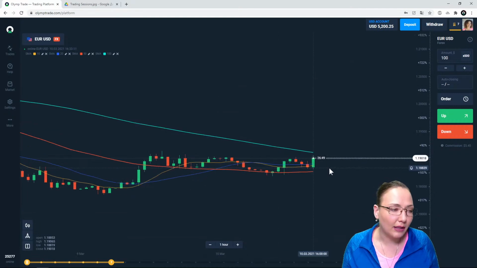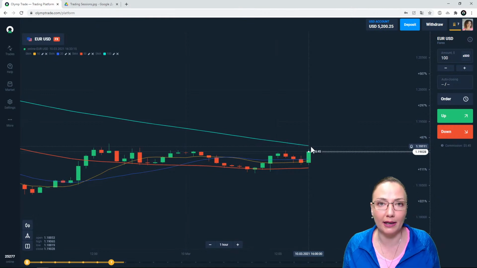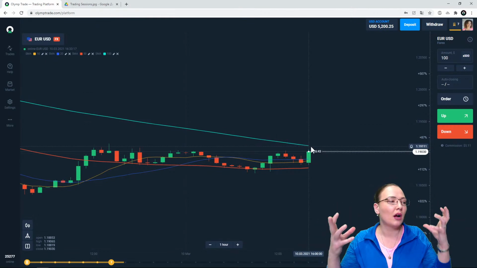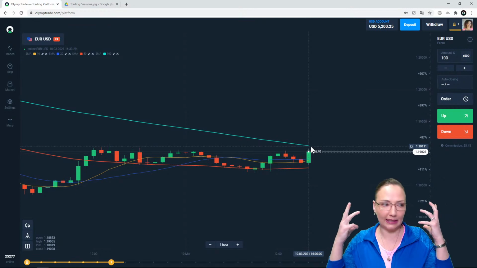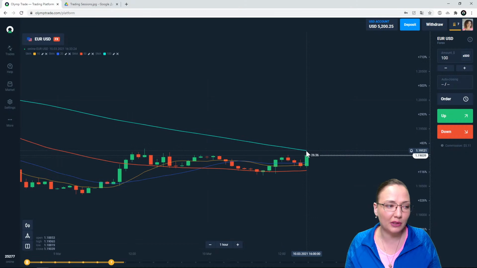Likewise, we can see that the price is now reaching the 200 EMA. So this is a global key level of resistance. From this level, we can actually expect that the price is going to bounce down.